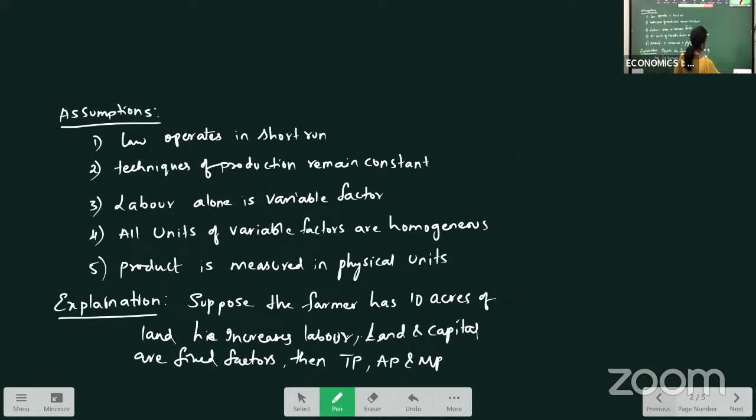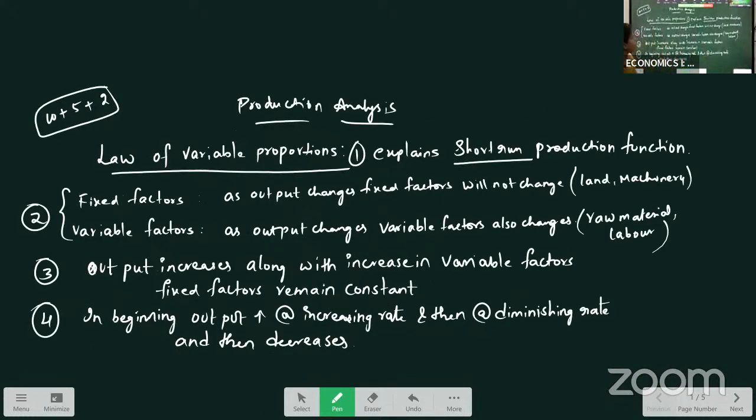In this law, when you are explaining, make sure that first you give the introduction here. In your introduction, what are you explaining? The law of variable proportions is explained in the short run, for the short run production function. There are two factors in the short run. Some are fixed and some are variable.